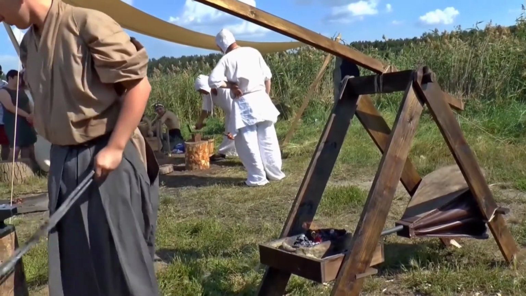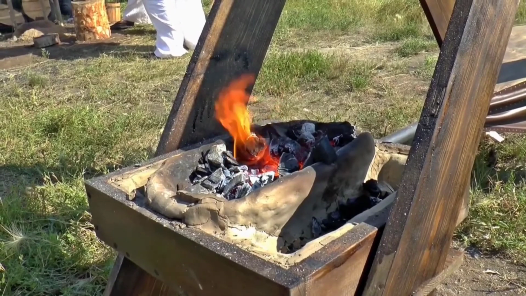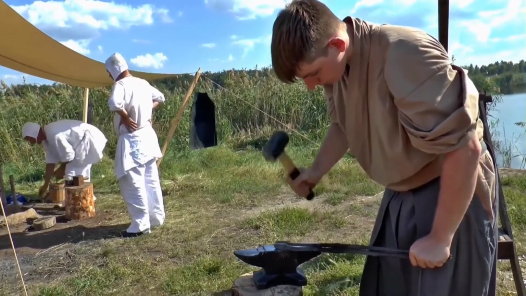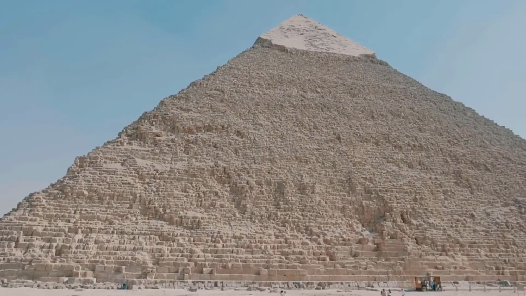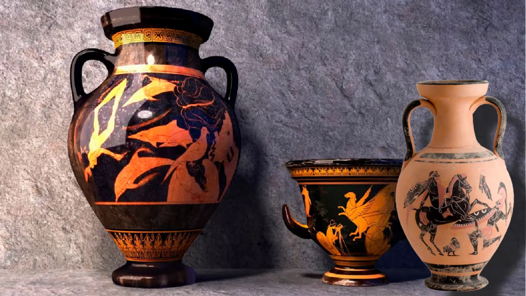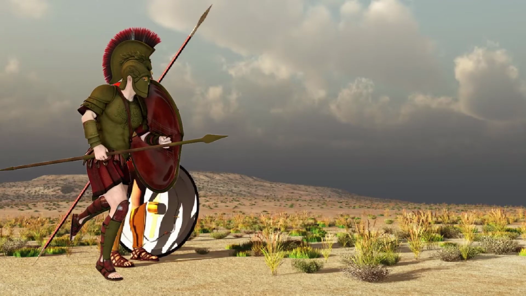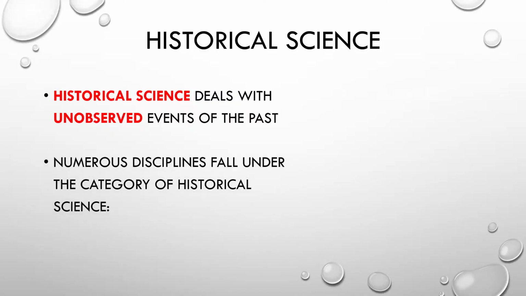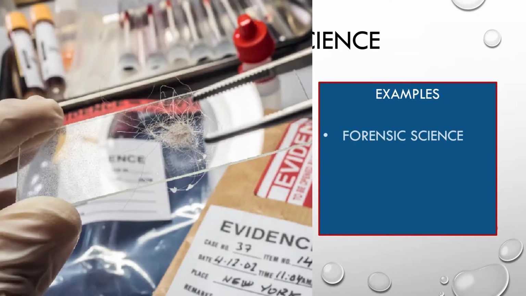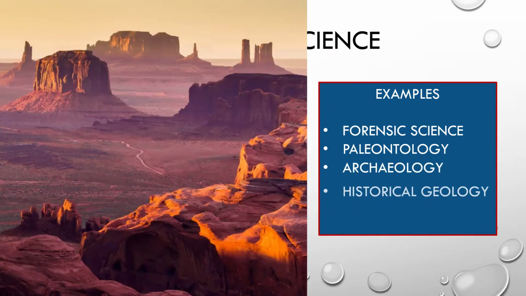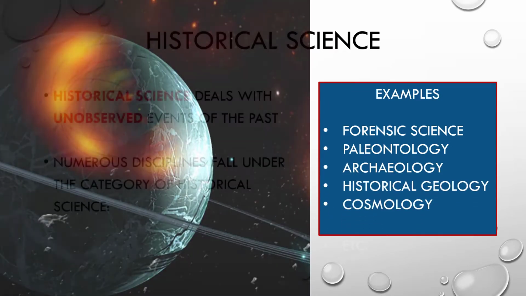Even historians themselves have worked with scientists to create experimental reenactments of events to test historical hypotheses, addressing questions like how the Egyptians moved the stone blocks into place in the pyramids, or how the Greeks produced red or black figure vases, or how fast or how long a man could run wearing 70 pounds of hoplite armor. Numerous disciplines fall under the heading of historical science, and here are just a few: forensic science, paleontology, archaeology, historical geology, cosmology, and the list can go on.